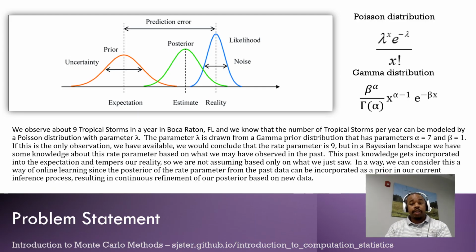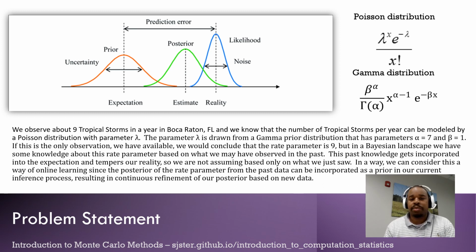Okay, next problem here. We're going to do a real life example. We observe about 9 tropical storms in a year in Boca Raton, Florida, and we know the number of tropical storms per year can be modeled by a Poisson distribution with parameter lambda. The parameter lambda is drawn from a gamma prior distribution that has parameters alpha equals 7 and beta equals 1.